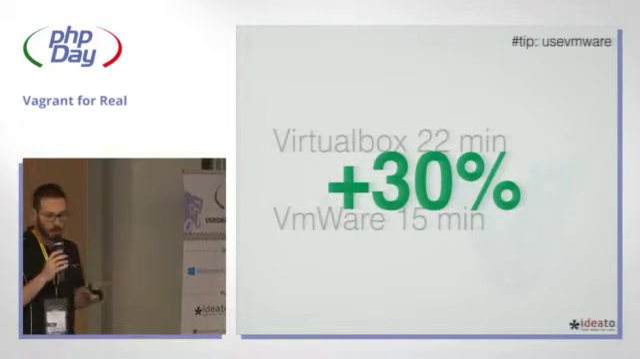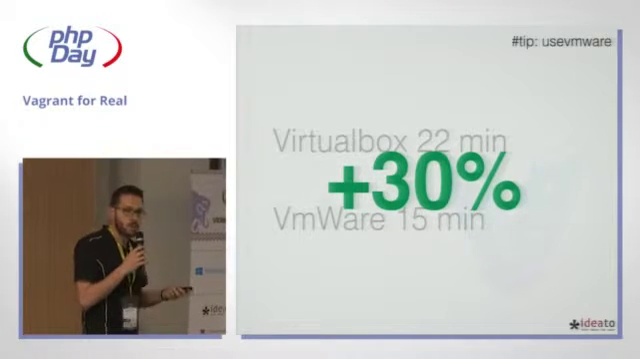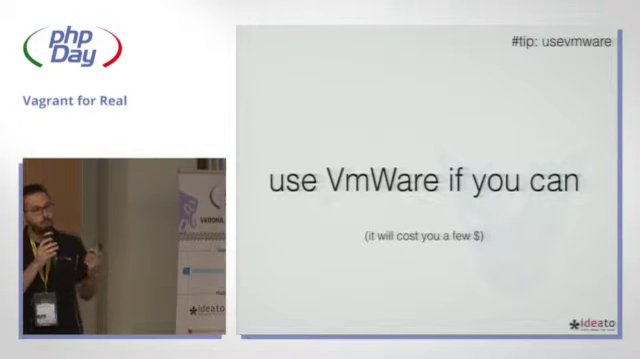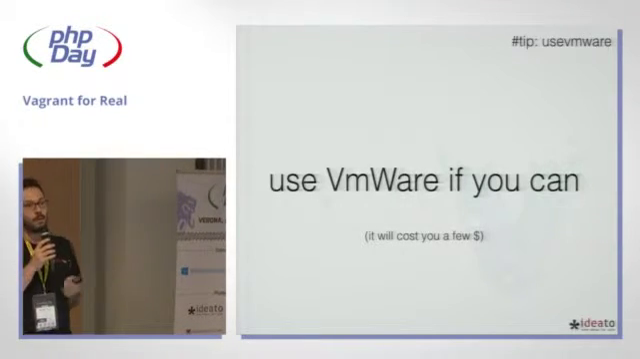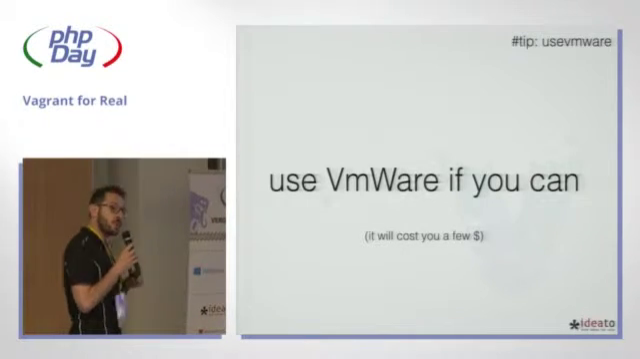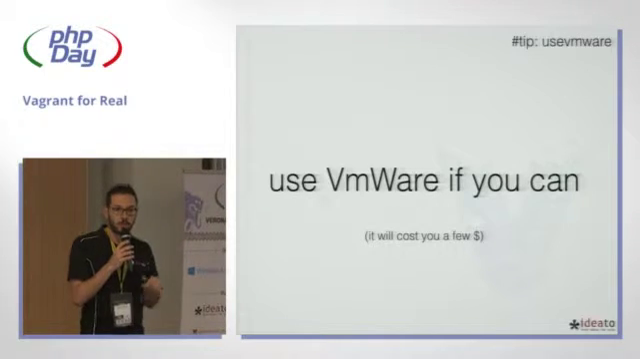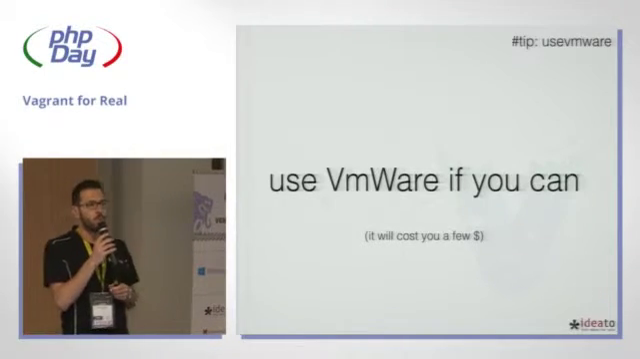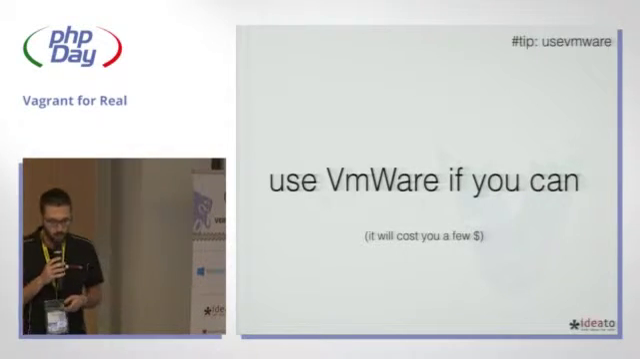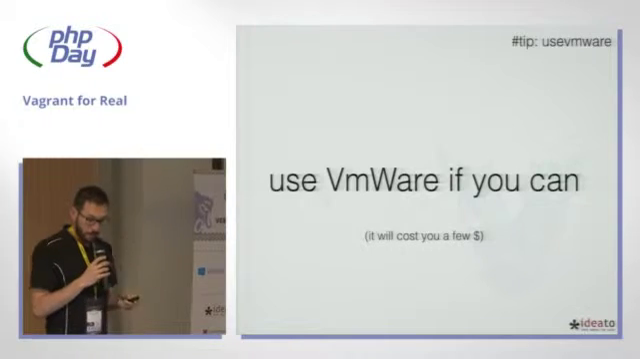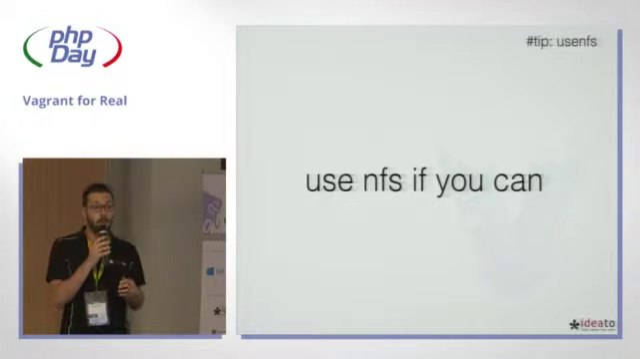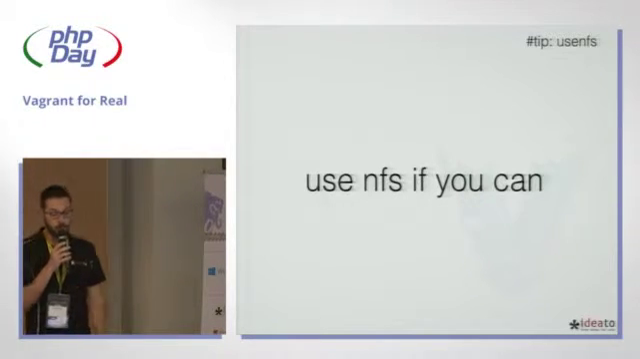And doing nothing else. So my suggestion is, not surprisingly, use VMware if you can. But it will cost you a few bucks, because you need a license for VMware Fusion or whatever, plus a license for a Vagrant plugin which is able to run VMware as a provider, which in total will cost you $150, but in my opinion it is worth the money because you will save time. Again, use NFS if you can because it performs better than native shared folders.